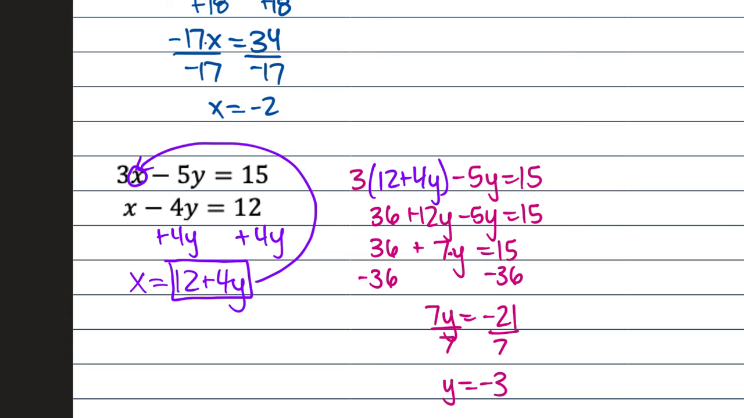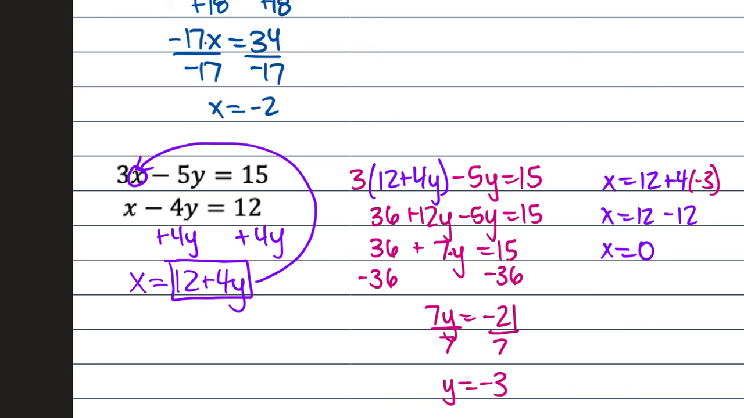Now my answer should be a point. I have the y value. I do not have the x value. So I need to take this value and plug it back into one of the original equations. I could also plug it into the x equals 12 plus 4y equation, which is what I will do. So x equals 12 plus 4, and then plugging in negative 3 for y. I need to multiply first. 4 times negative 3 is negative 12, so that becomes minus 12. And then 12 minus 12 is 0.